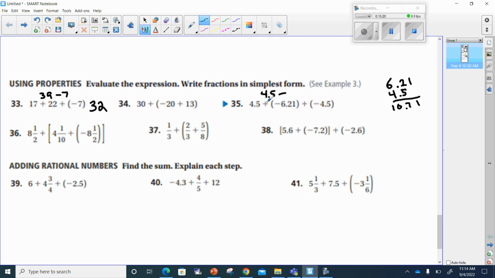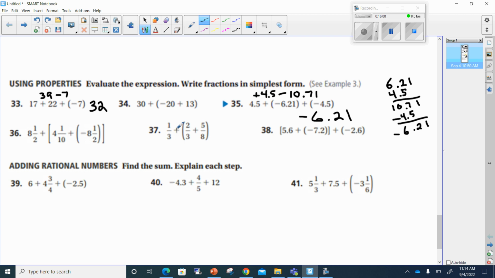Remember, a positive times a negative is a negative 10.7. Remember our rule for numbers with different signs in front of them, right? This one's positive, this is negative. When our signs are different, we find the difference. We take the big number and subtract the small number. That gives us a 1, 2, and then a 6, right? And then keep the sign of the bigger number. That's a negative. So our answer is going to be negative 6.21.